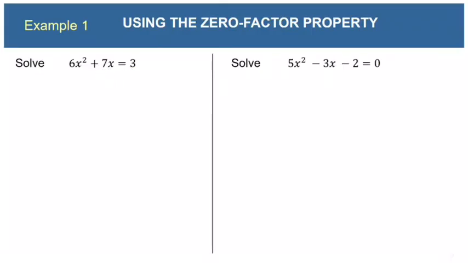Well, since the only way we have to solve right now is the zero factor property, let's see if we can get the right side to say equals 0 and then see if we can factor. So the first thing I'm going to do is subtract 3 from both sides.